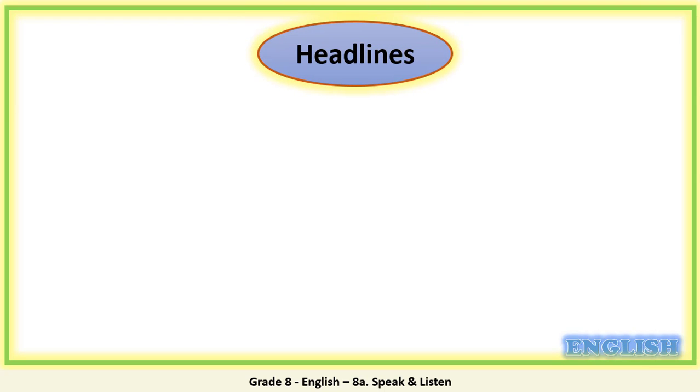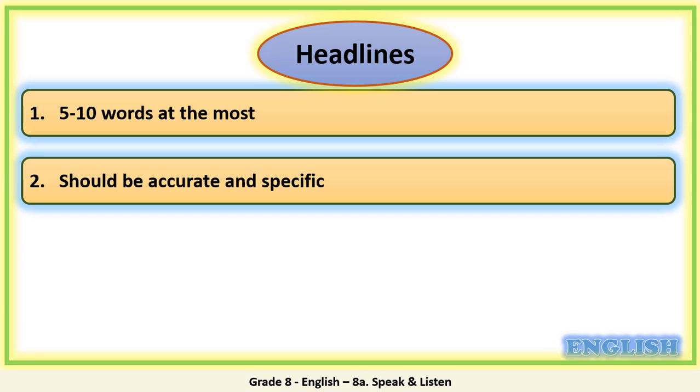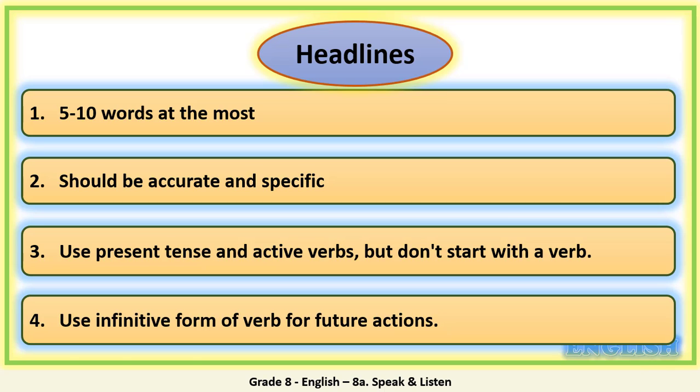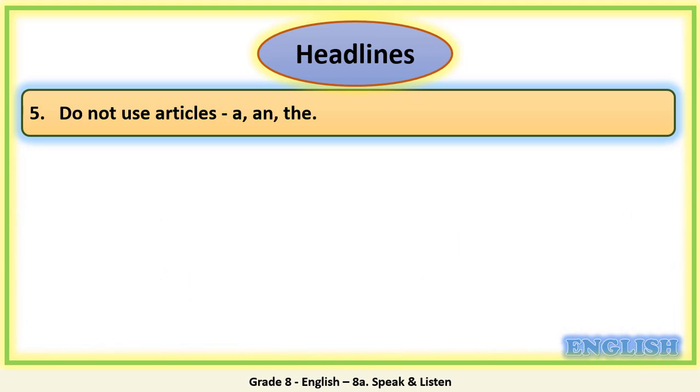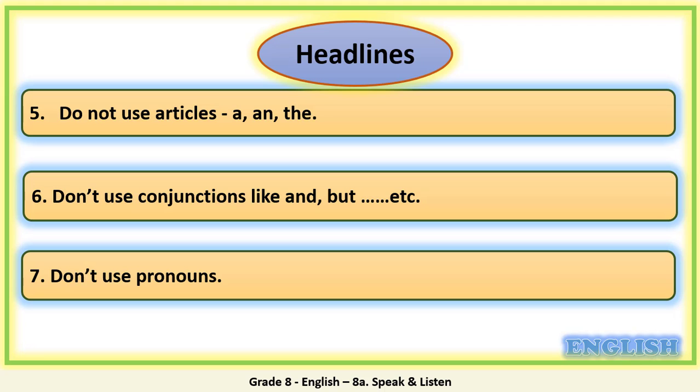Now let's learn how to write a good newspaper headline. Number 1, 5 to 10 words at the most. Number 2, should be accurate and specific. Number 3, use present tense and active verbs, but don't start with a verb. Number 4, use infinitive form of verb for future actions. Number 5, don't use articles a, an, or the. Number 6, don't use conjunctions like and, but, etc. Number 7, don't use pronouns.